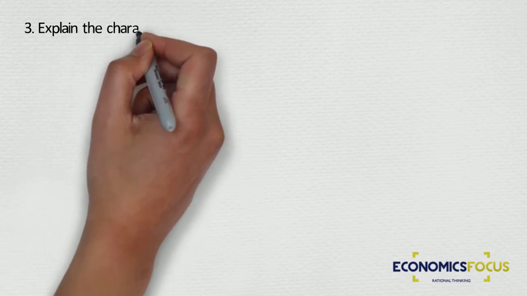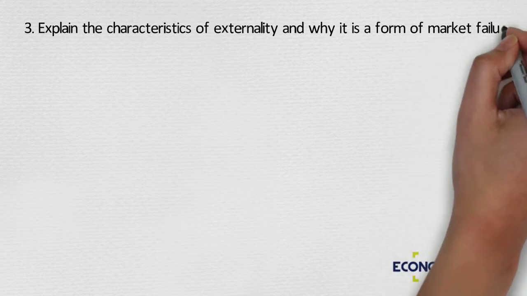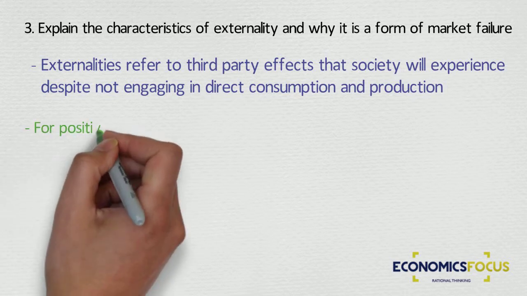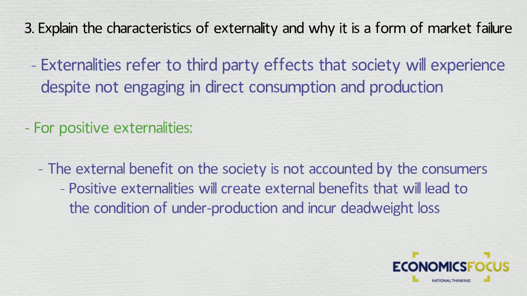Next, we'll move on to the third perspective to explain the characteristics of externality and why it is considered as a form of market failure. Firstly, we start by explaining that externalities refer to third-party effects that society will experience despite not engaging in direct consumption and production of that good or service. For positive externalities, the external benefit on the society is actually not accounted for by the consumers. This will create external benefits that will lead to the condition of underproduction and underconsumption, which incurs deadweight loss.